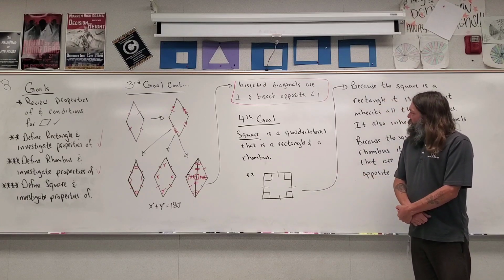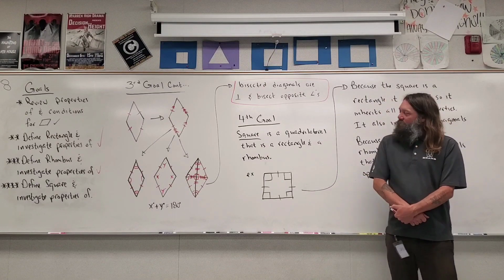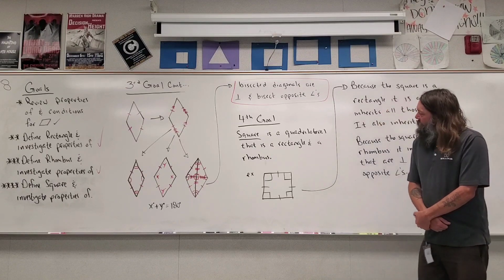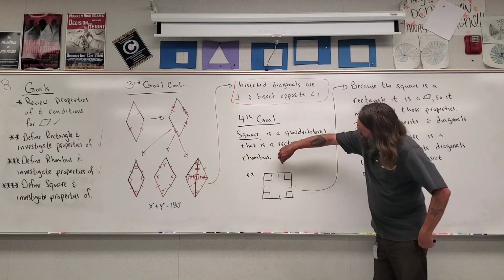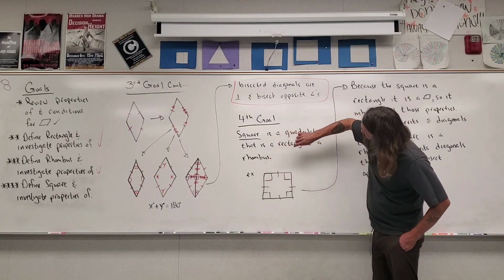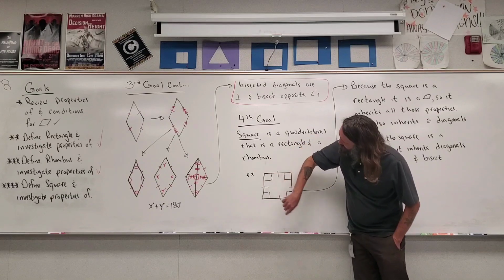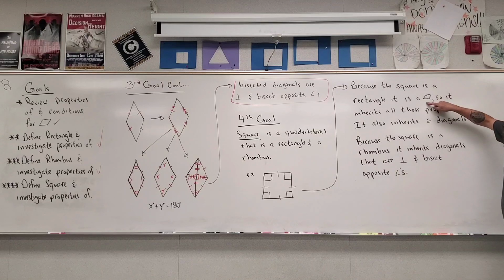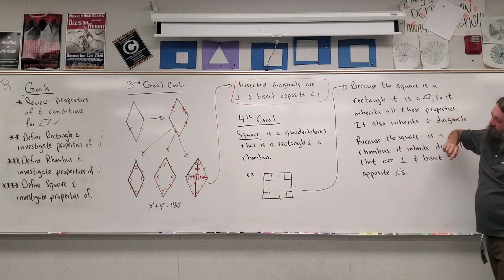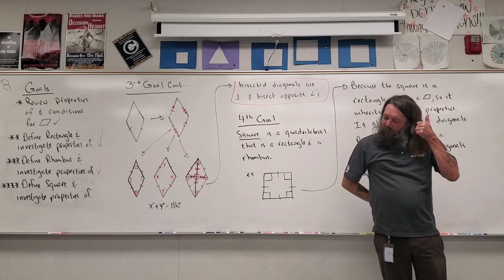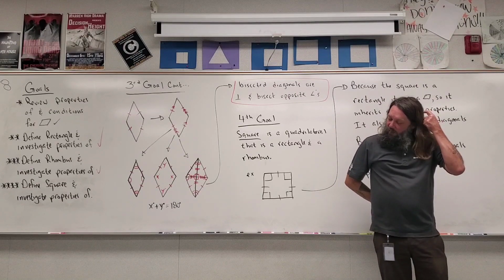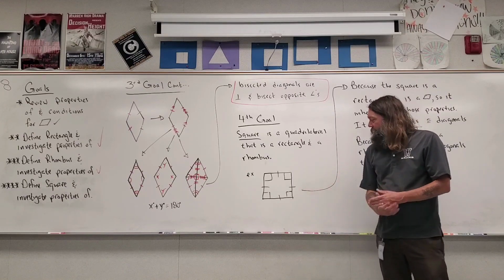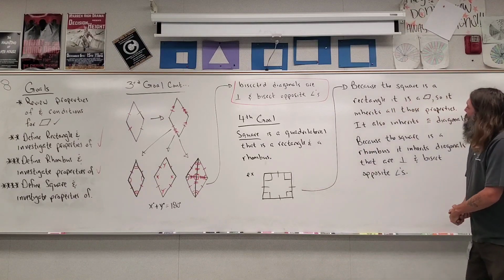So a square is a quadrilateral that is a rectangle and a rhombus. We know what rectangles do, we know what rhombi do. So let's move on. Oh, by the way, here's an example of a square. Because it has 4 right angles, that makes it the rectangle. Because it has 4 congruent sides, that makes it the rhombus. Because a square is a rectangle, it is a parallelogram, so it inherits all of those properties. Diagonals that bisect each other, opposite angles that are congruent, consecutive angles that are supplementary, and opposite sides that are congruent.